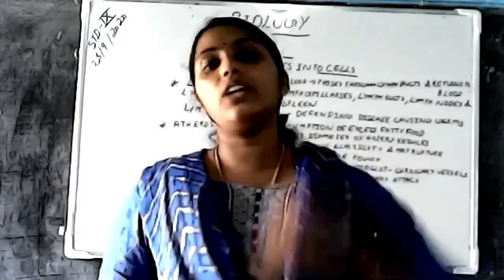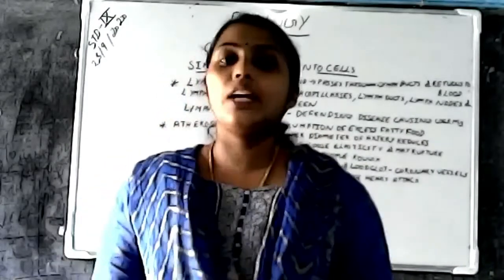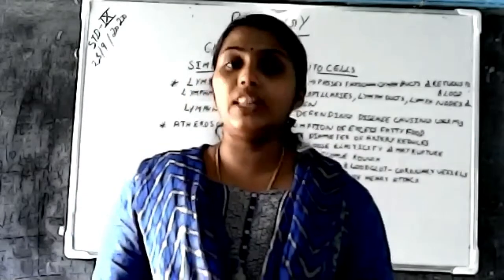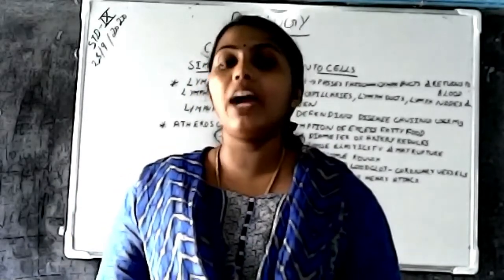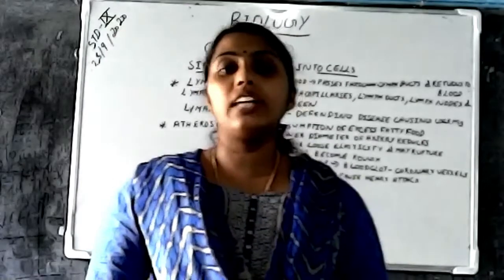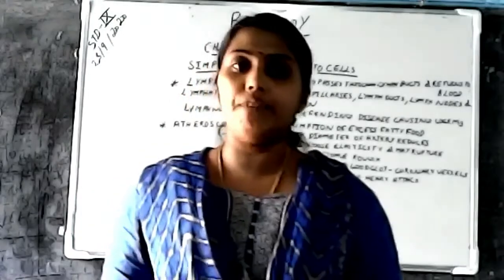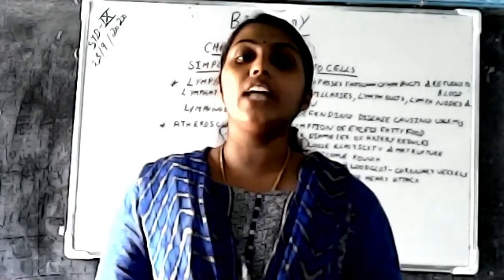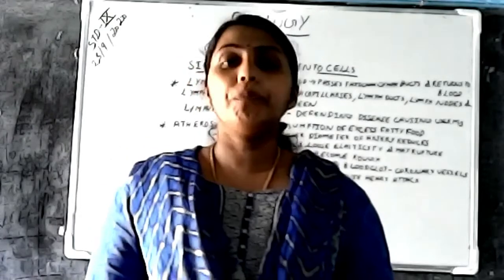So once more I will tell you, the transportation of the water and the food that is taking place in the plant is with the help of two vascular tissues, that is xylem and phloem. Xylem transports the water from the root to different parts of the plant or the leaf. Phloem transports the food that is prepared in the leaf to different parts of the plant, is it?